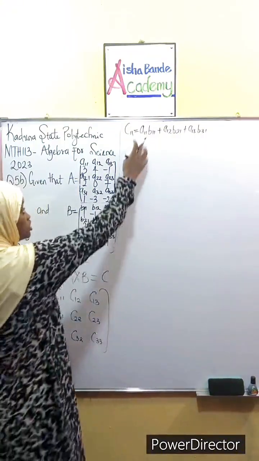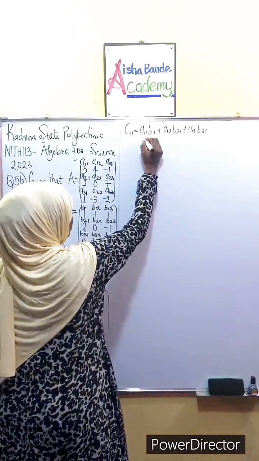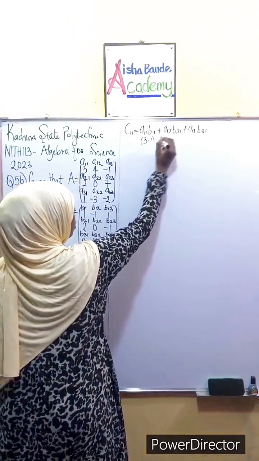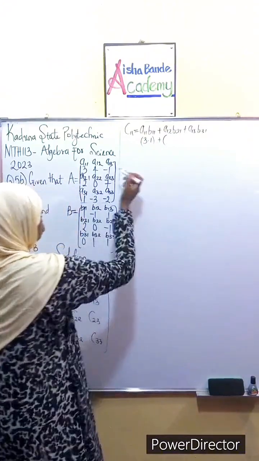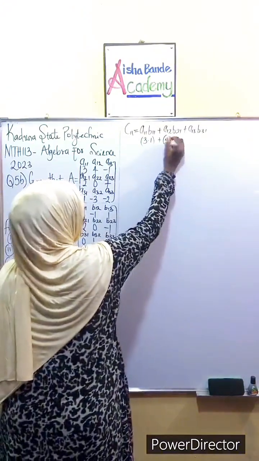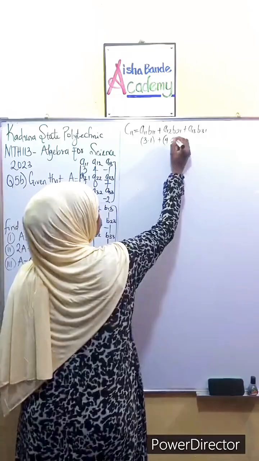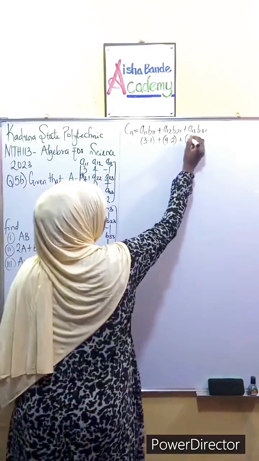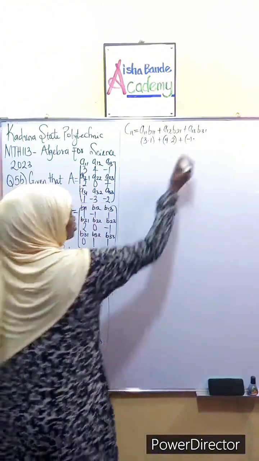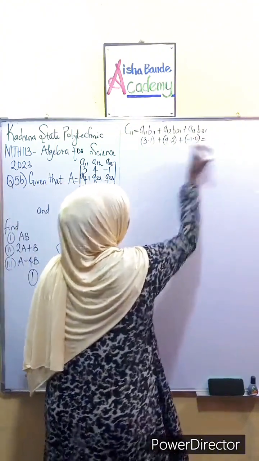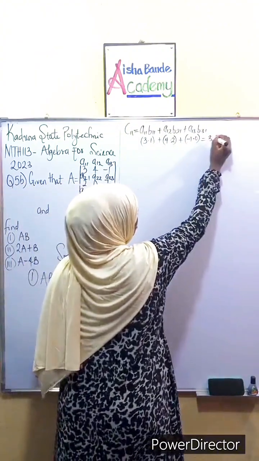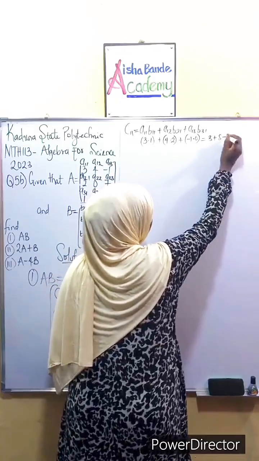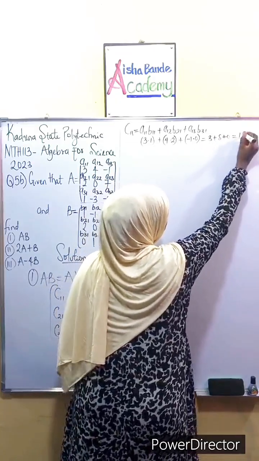Now let's substitute in the figures. A11 here is 3 multiplied by B11, which is 1, plus A12 is 4 multiplied by B21, which is 2, plus A13 is minus 1 multiplied by B31, which is 0. Let's simplify this. 3 times 1 here is 3, plus 4 times 2 is 8. Minus 1 times 0 here is 0, so plus 0. So we have 3 plus 8 here is 11.